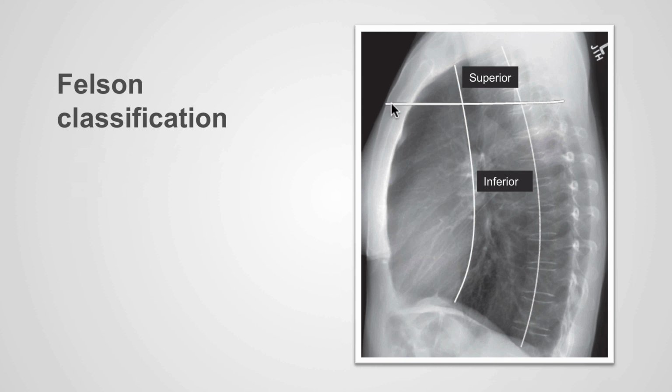You can also add an additional horizontal line to Felson's classification at the level of the angle of the sternum or the fourth thoracic vertebral body. Everything superior to this line lies within the superior mediastinum, and everything below this line lies within the inferior mediastinum.